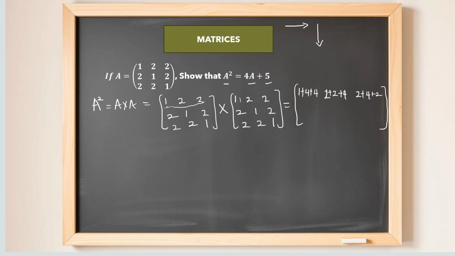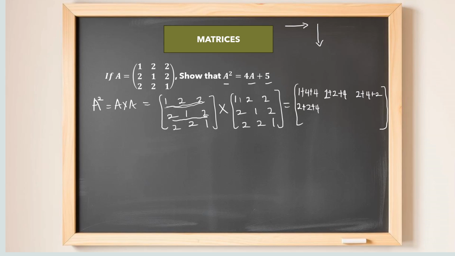So what I did here is to use this row to multiply the first column, use this same row to multiply the second column, and use this same row to multiply the last column. Now I'm going to do the same thing for the second row. So I'm going to use this second row to multiply this column. Now 2 multiplied by 1 is going to be 2, 1 multiplied by 2 is going to be 2, and 2 multiplied by 2 is going to be 4.